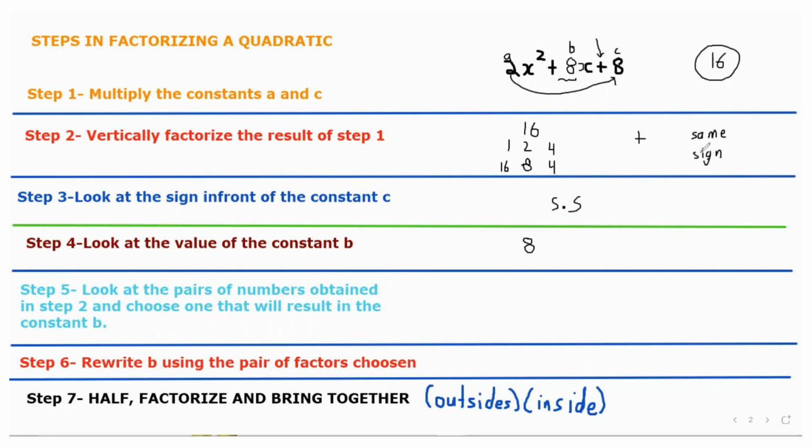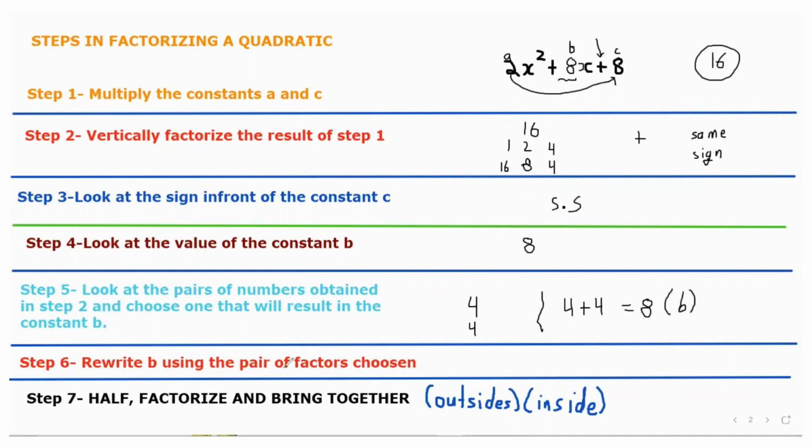Remember, the sign in front of c is positive, so the factors must be the same sign. We want to obtain 8. We have 1 and 16, 2 and 8, and 4 and 4. So I will pick 4 and 4. Why? Because 4 plus 4 is 8, and they are the same sign. So it obeys all of those. The one that we will choose is 4 and 4, because 4 plus 4 is 8, which is b.